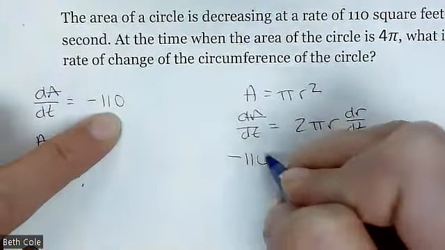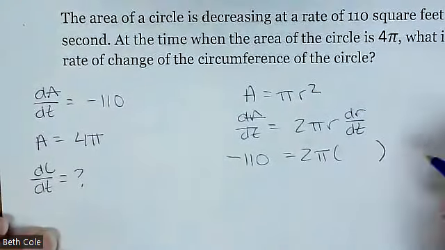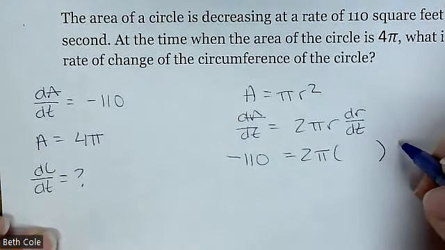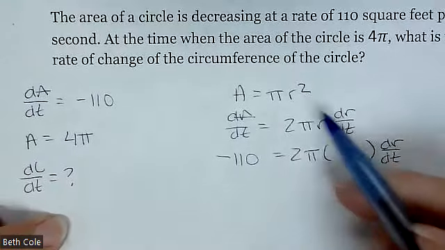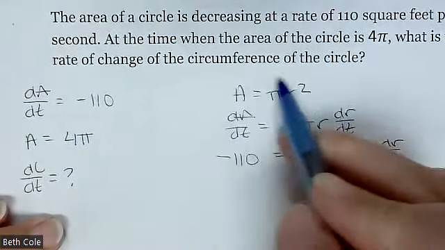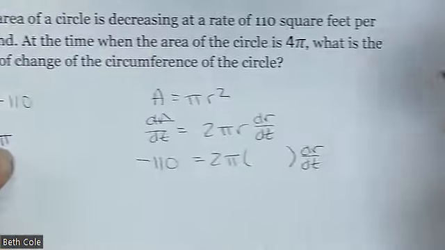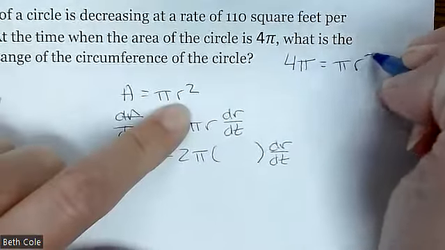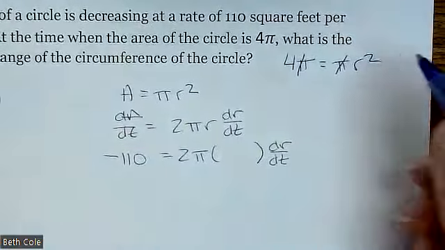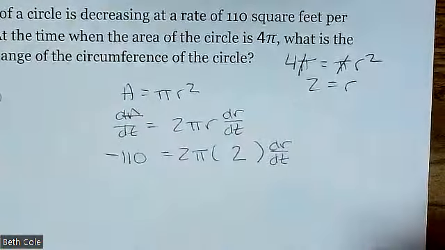So dA dt is negative 110. 2 pi, I don't have r. Actually, and I don't have dr dt either. So I think we're going to need to solve for dr dt. I can get r though. If we go back to the original equation, I can plug in my 4 pi for my area. So again, this is going to be like a margin problem. So 4 pi equals pi r squared. The pi's are going to cancel. If you square root both sides, we get that r is 2. So I can fill that in.